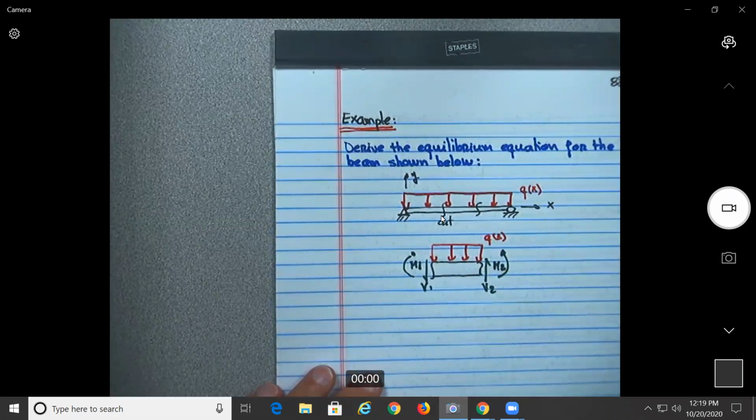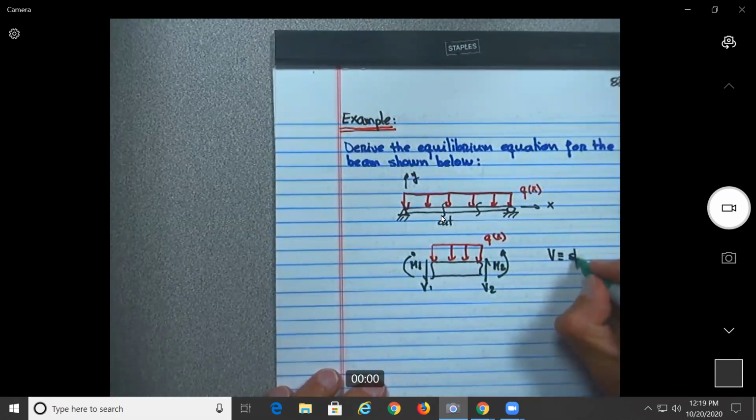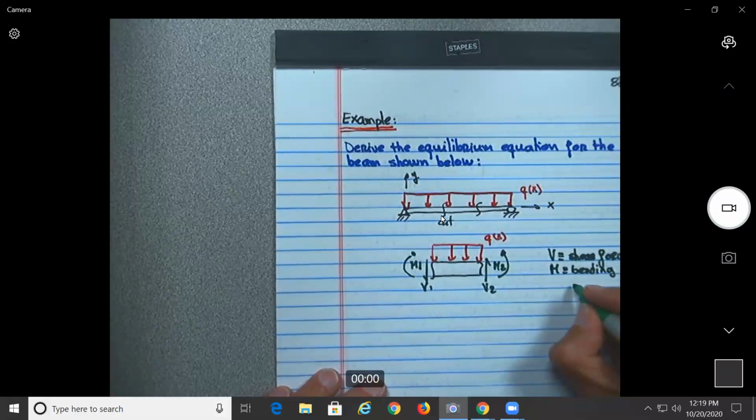Okay? So here we know that V is shear force and M would be bending moment.